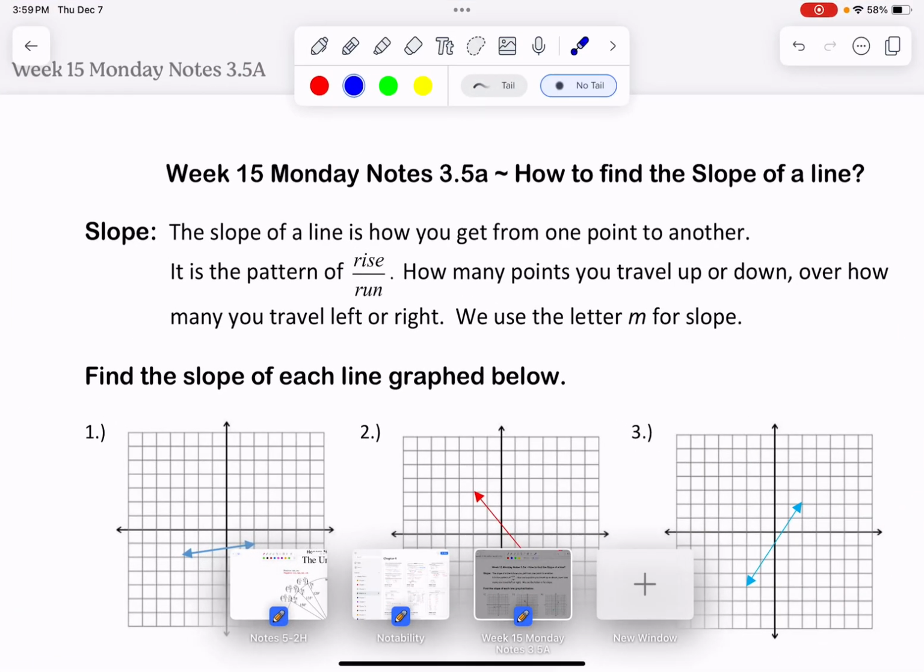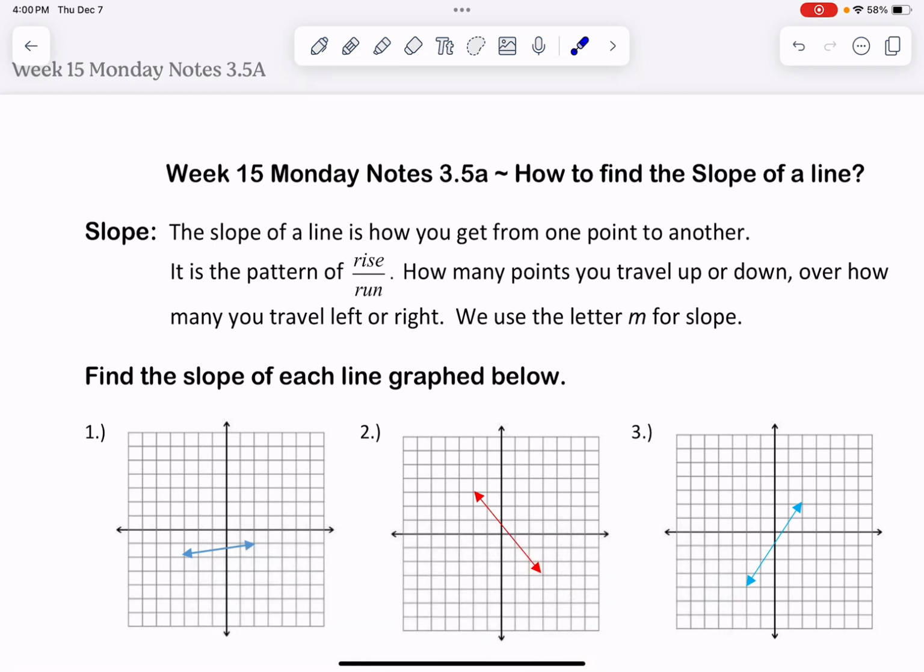Today, we're going to take a look at how to find the slope of a line. The slope of a line is how you get from one point to the other. It's the steepness. Is it super steep or is it less steep? It is the pattern of rise over run. Rise is up and down, run is left to right.